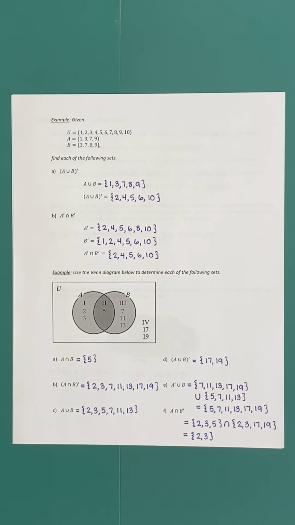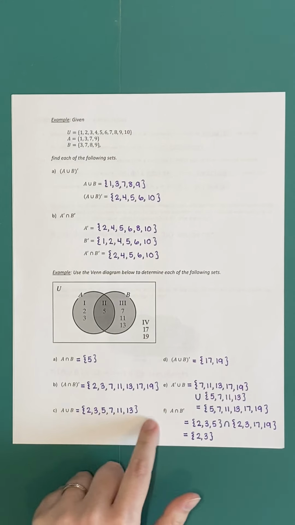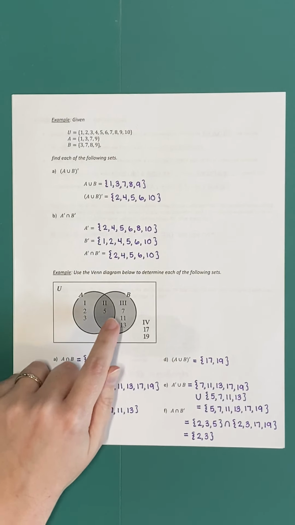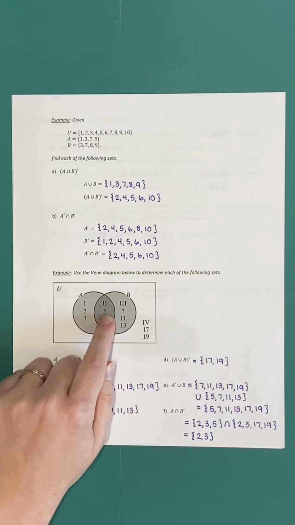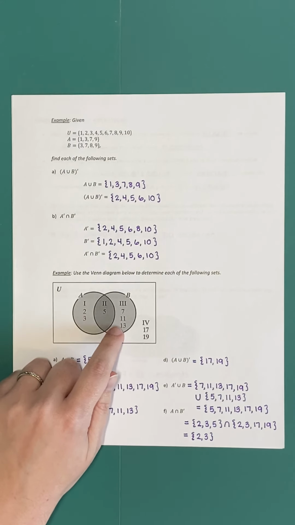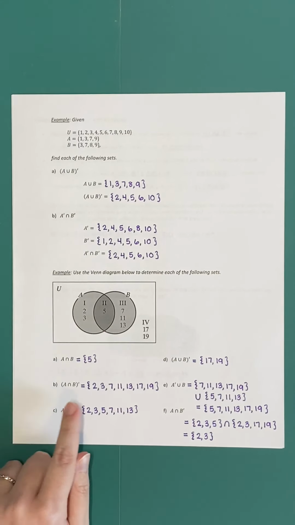Now we're taking our 2 sets and we're joining them together. So anything that's in A, anything that's in B, join it all together, make one big set with all of it. So everything from A, that's going to be 2, 3, and then 5. 5 overlaps. And then anything additional from B. So that's going to be 7, 11, and 13. So that's going to be our union.